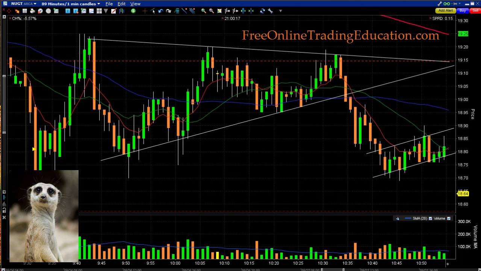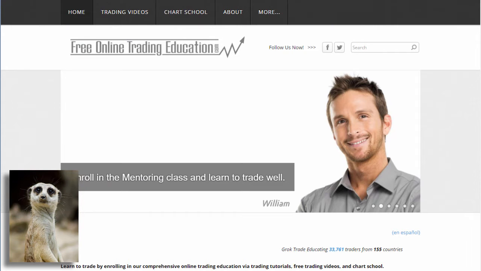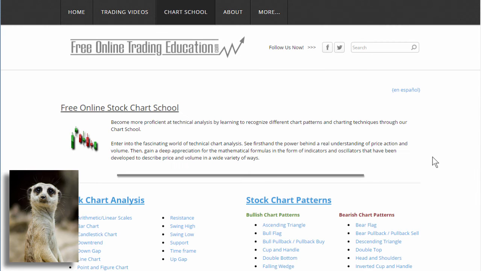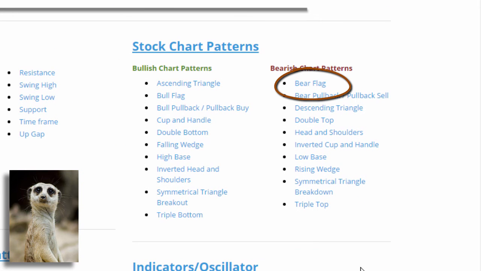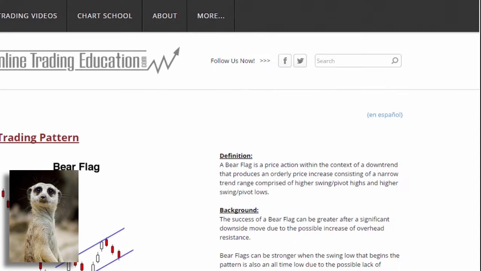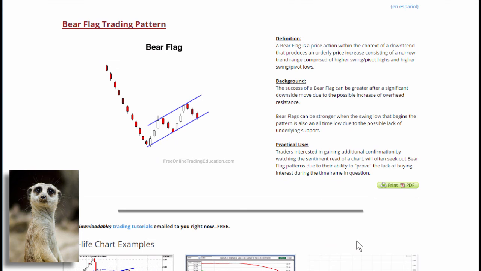If you want to know more about a bear flag, you can go to our site, freeonlinetradingeducation.com, right here to Chart School. And it's free. Right here under Chart Patterns, we will look at bear flag, the very first one here on the bear list. We take a look at this picture, and look at this. It ran down here, and now it's coming back up in a channel area. Here's a written description of it, because if it breaks this lower support line, the odds are in our favor.